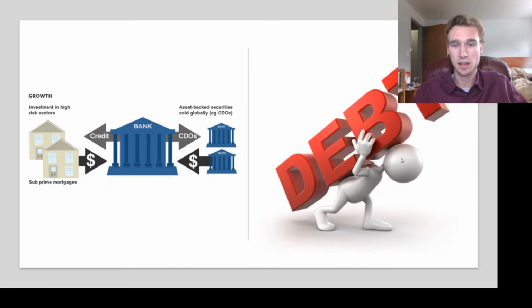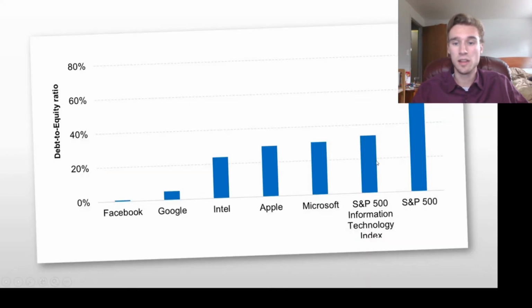I will be discussing, in particular, the tech industry. The tech industry is very not debt leveraged. They have very low debt. As you can see in this chart, Facebook, almost 0% debt to equity ratio. Google, about 3%. Intel, Apple, Microsoft starts going up. But when you look at the S&P 500 in general, you're looking at about 90% leveraged companies.